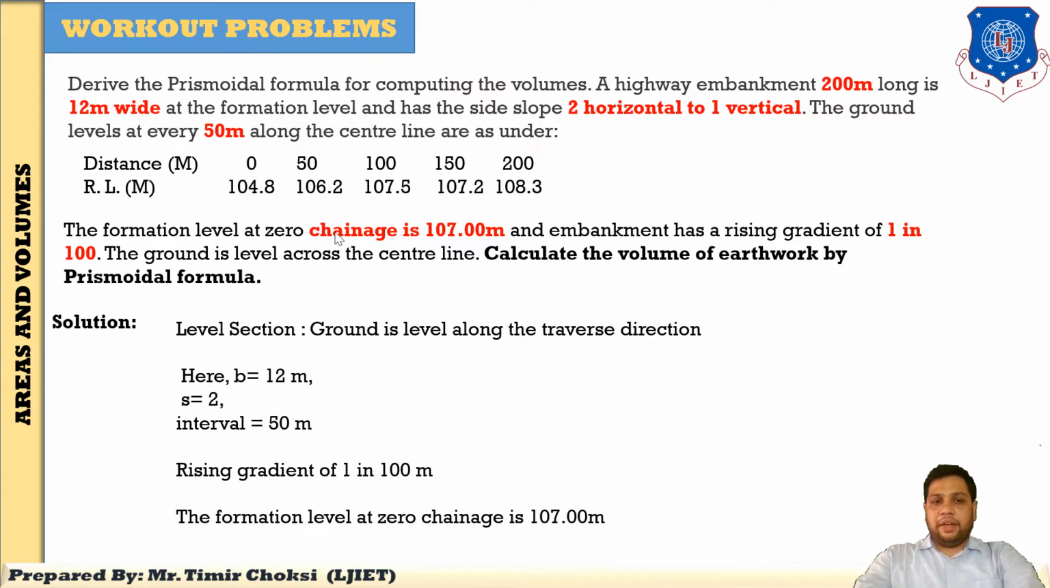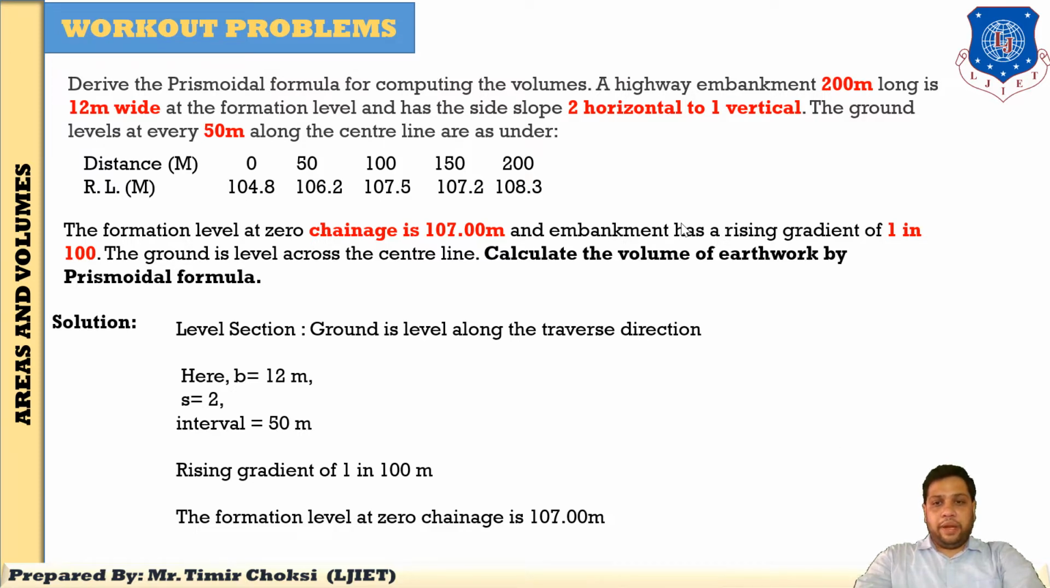Now the formation level at zero chainage is 107.0 meters. Your ground level is 104.8, but your work starts at the formation level, so its RL, given by the surveyor or designer, is 107.0. So my work starts from the formation level, and my formation level at zero distance is 107.0, and the embankment has a rising gradient of 1 in 100.